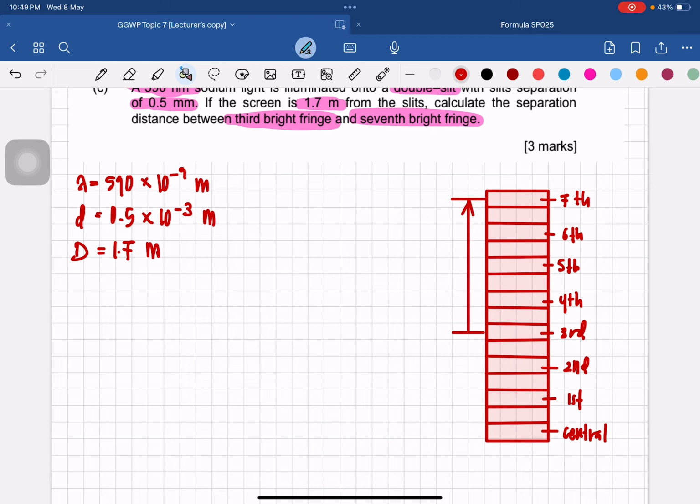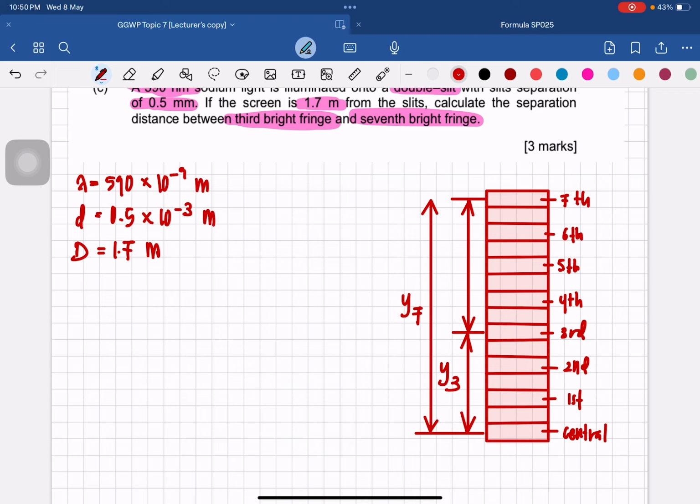Okay, so now, in order for us to find this distance, we can actually calculate the distance from the central to the third bright fringe, and then from the central to the seventh bright fringe. If we do it this way, we get this is y3, this is y7. So the distance that we actually want is here.